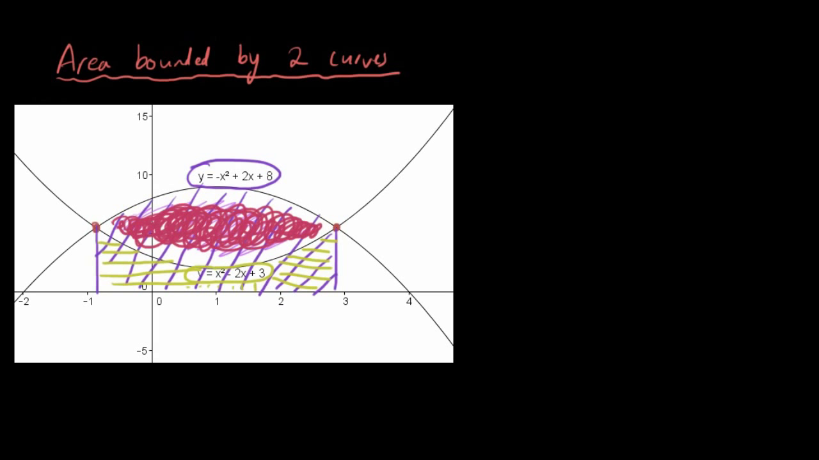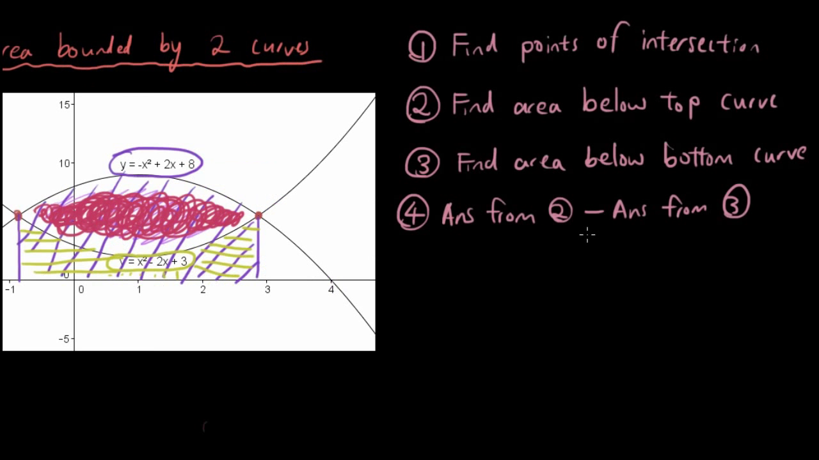Okay, so let's write these steps out first before we do anything. These are all the steps. Number 1, find points of intersection. Number 2, find area below the top curve. Number 3, find the area below the bottom curve. Number 4, area from number 2 minus the area from number 3.